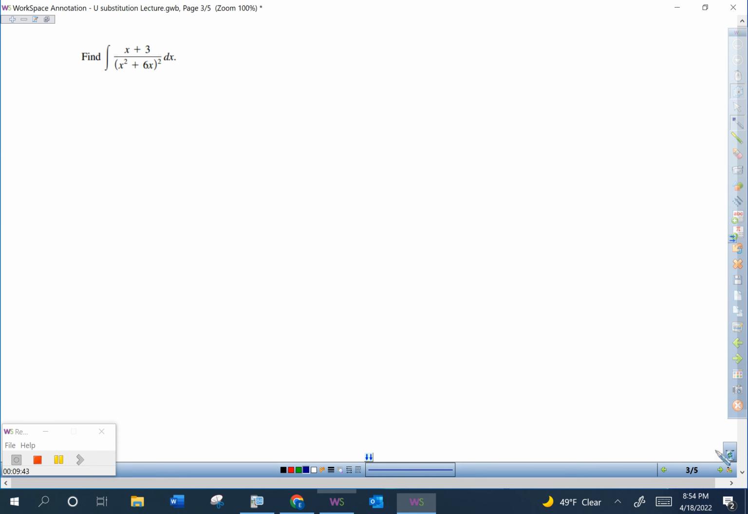Alright, next up we've got a quotient here. So when we've got this, we want to use the denominator as our u value. In this case, we've got the denominator to a power, so we're going to let just the expression that's raised to the power be the u value. Okay, so x squared plus 6x, and then du would look like 2x plus 6, I'm going to hug that with parentheses, dx.